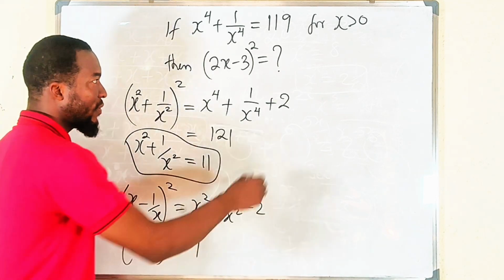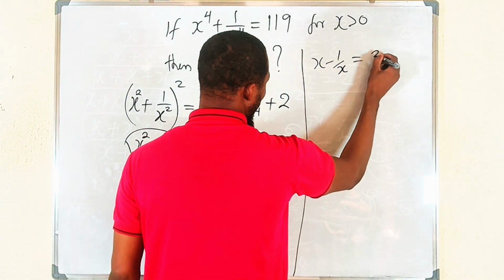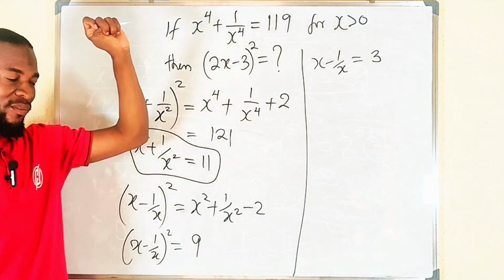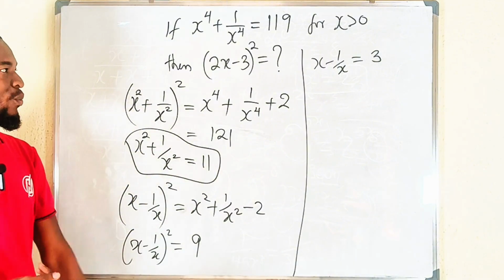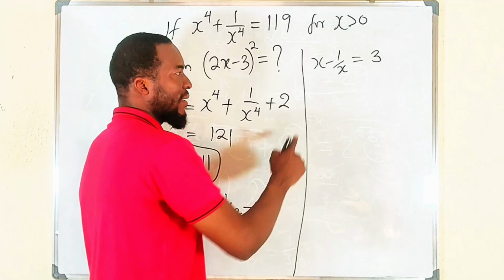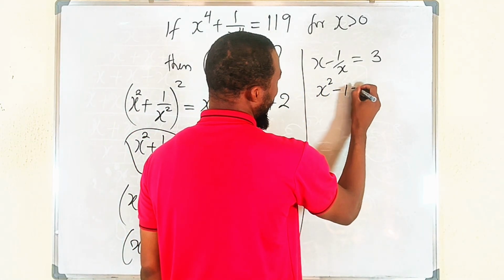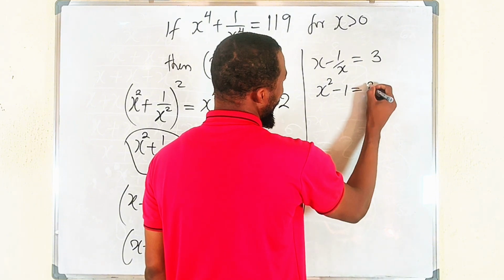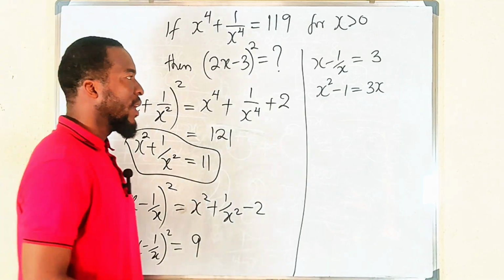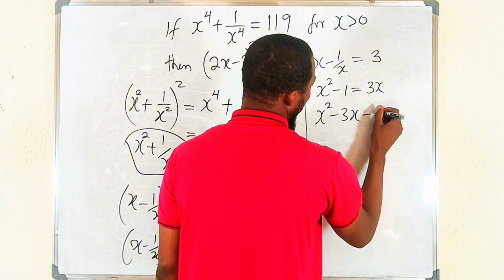And if you take the square root of both sides, x minus 1 over x will be equal to 3. Remember I told you that x is positive, so this must remain positive. So we have this. Next, what should I do? I would like to multiply all terms by x from here. So I have x squared minus 1 equals 3x, by multiplying both sides by x just to clear the fraction. Let me rearrange it. We have x squared minus 3x minus 1 equal to 0.